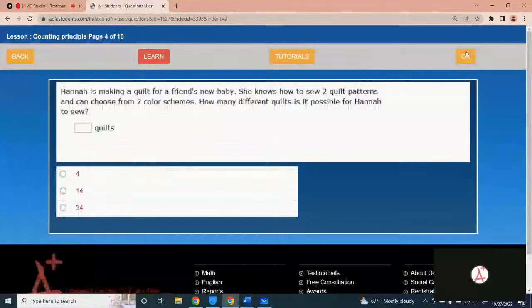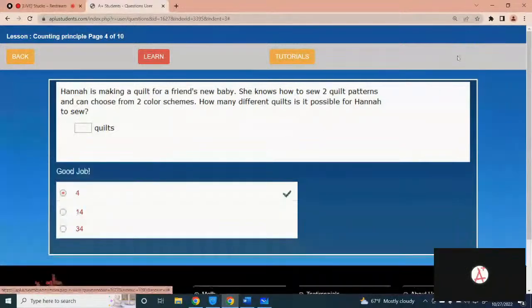Okay, Hannah is making a quilt for a friend's new baby. She knows how to sew two quilt patterns and can choose from two color schemes. How many different quilts is it possible for Hannah to sew? So it is two times two, and two times two makes 4. That means she has just four choices to make the quilts. Got it? So just select the correct option and then click on the OK button.